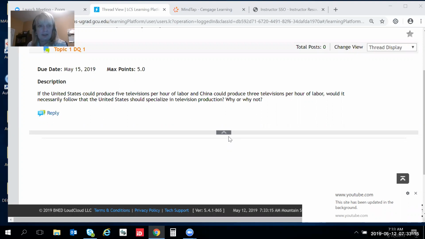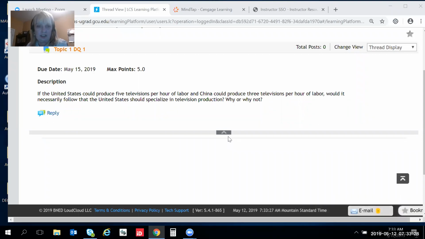The question says, if the United States could produce 5 televisions per hour of labor, and China could produce 3 televisions per hour of labor, it would necessarily follow that the United States should specialize. Would it necessarily follow that the United States should specialize in television production? Why or why not? Let's go to the textbook on that.